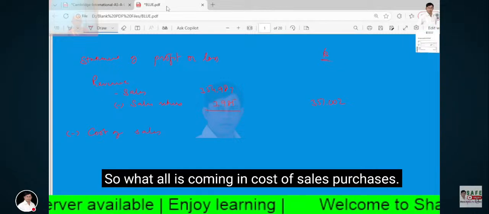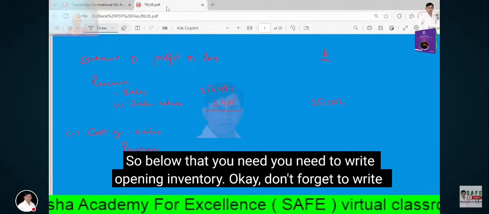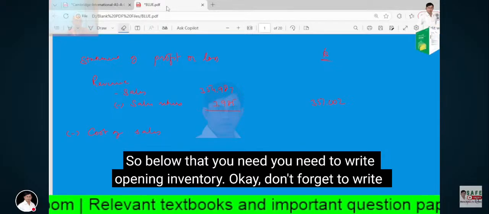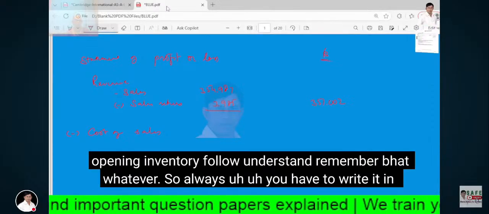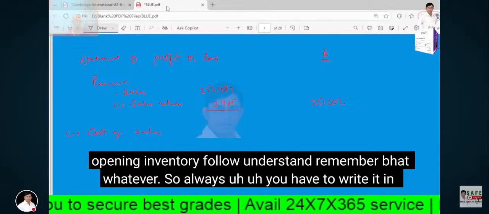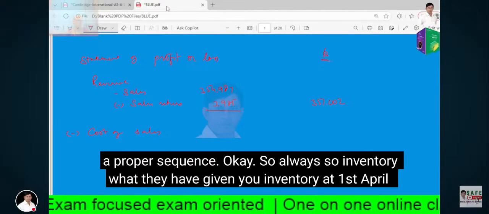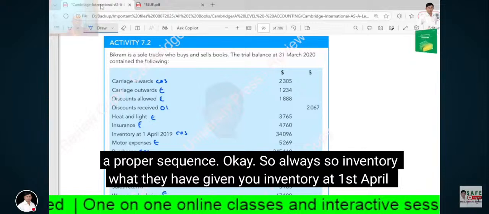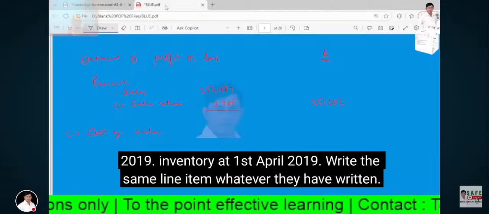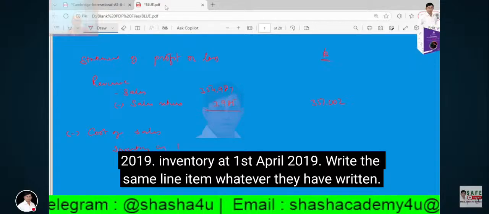What is the next item required? Below that, you need to write furniture and fixtures and fittings. Follow this sequence, remember it by heart. Fixtures and fittings is 44,125. Are there any other fixed assets? No, only two fixed assets.